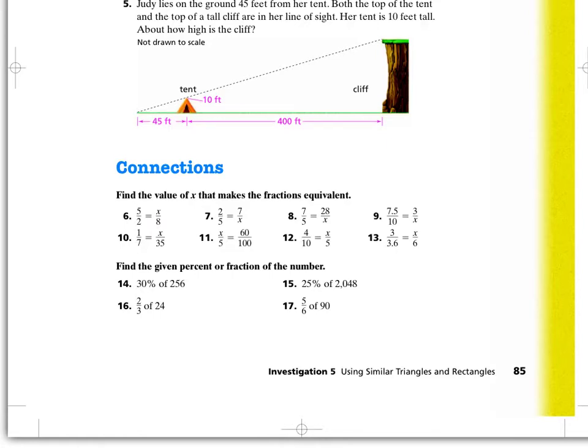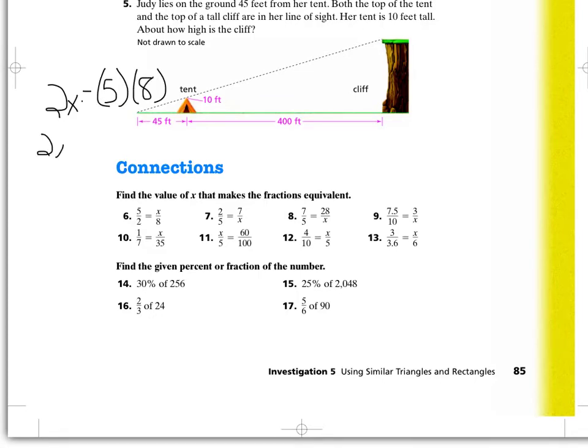Alright, so for number 6, we're going to multiply 2 times x equals 5 times 8. This is cross multiplication. The denominator on this side times the numerator on this side of the equal sign equals 5, which is the numerator on this side of the equal sign, times 8, which is the denominator on the other side of the equal sign. And it's going to be like so. 2x is going to equal 5 times 8.